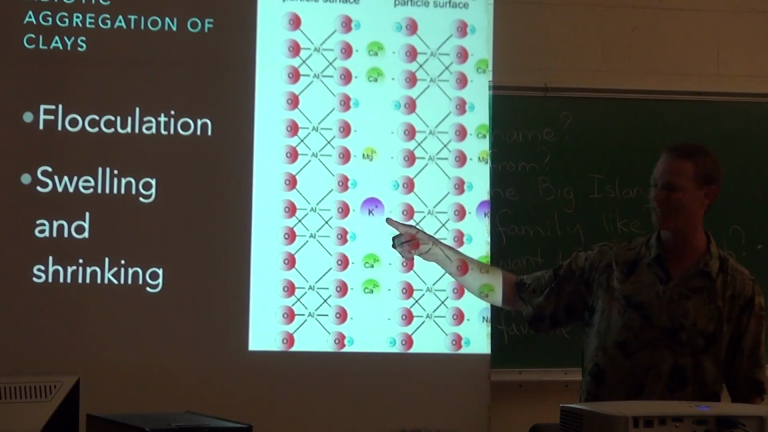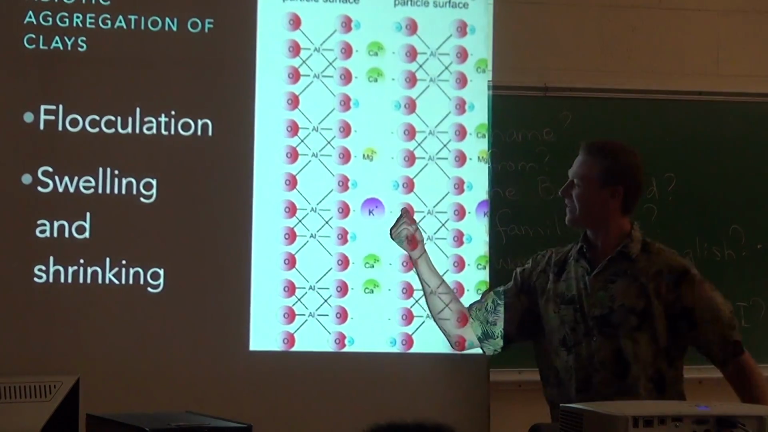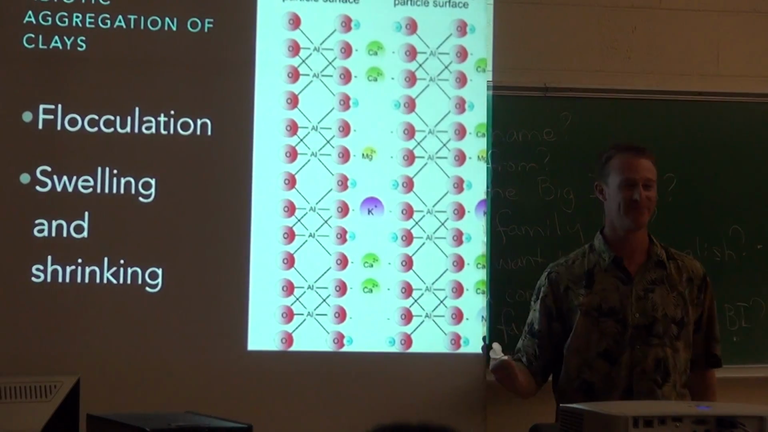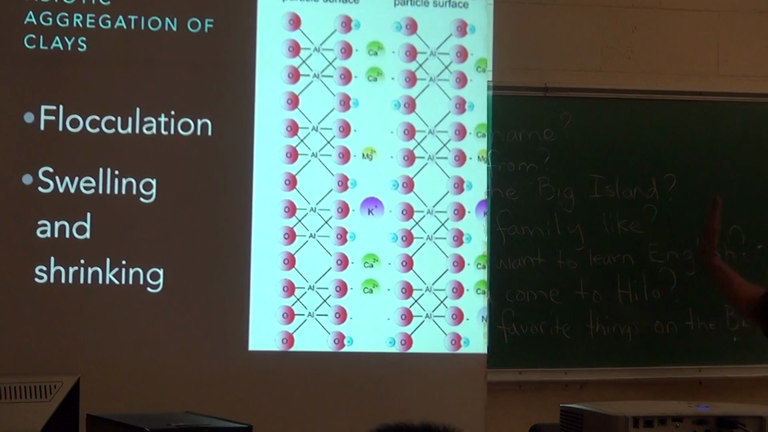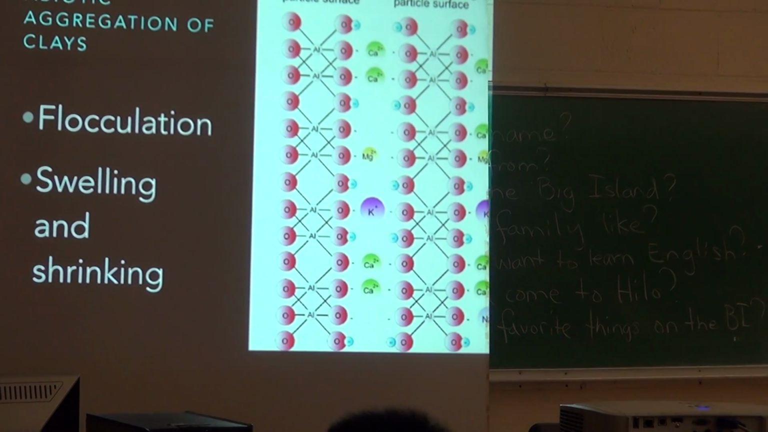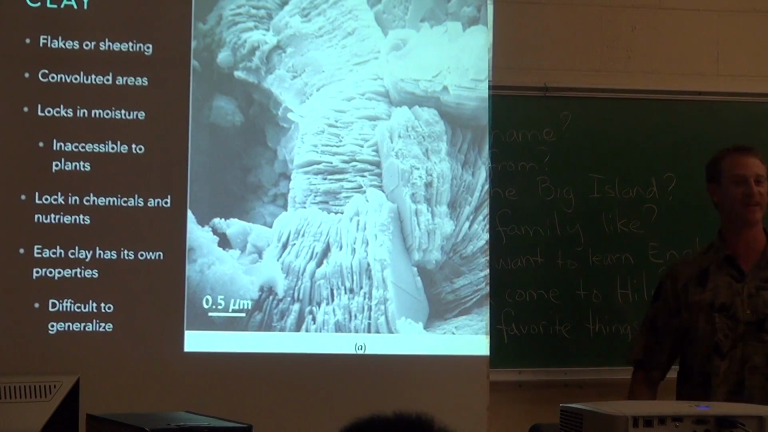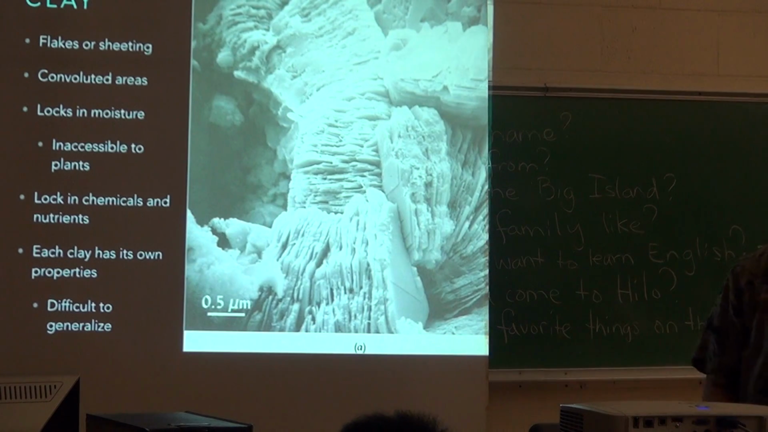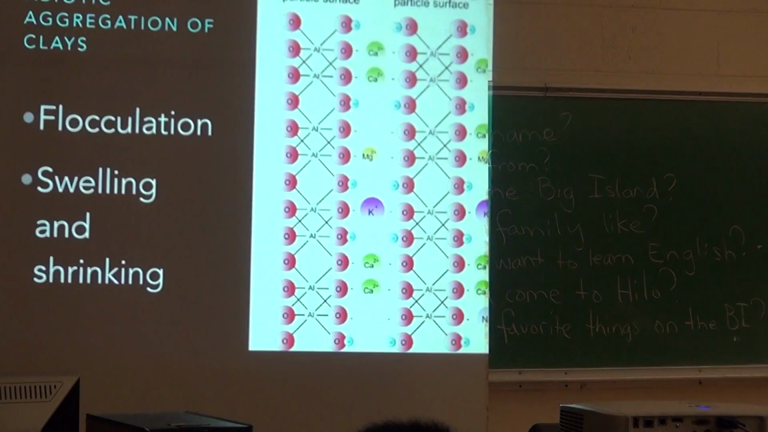So this is actually kind of misrepresentative. It's two of them together holding onto the two negatives. Calcium again down here. And this happens again and again and again. And then you have sheeting. They're stuck together through charge. Can't break them apart, no way. Okay? That's flocculation.